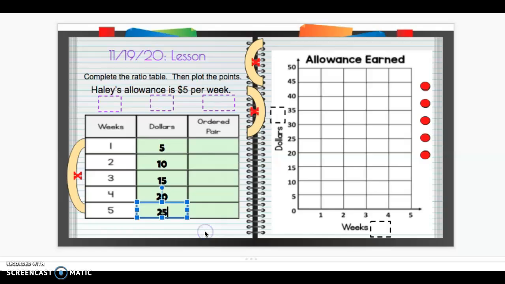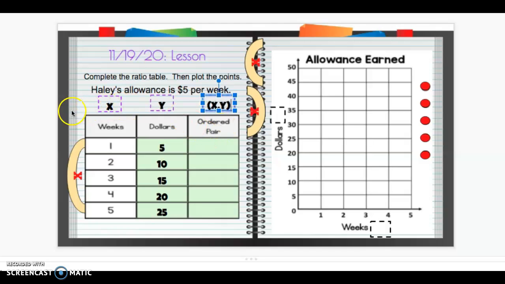All right. So the next step that we are going to go into is taking what we know of creating tables and now graphing it. So your first column is your X. Your second column of your table, your dollars, is your Y. And your ordered pair is when you have in your parentheses X comma Y.